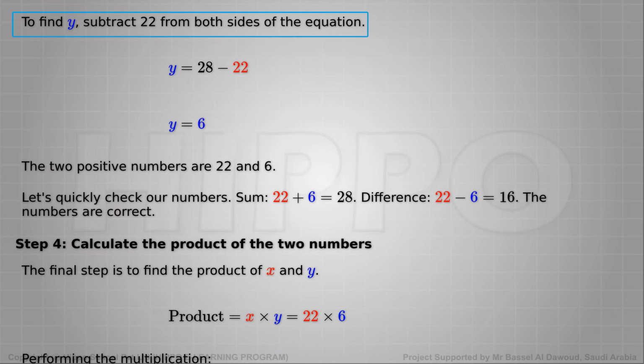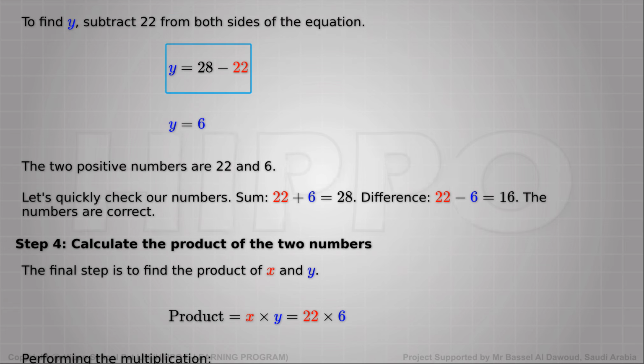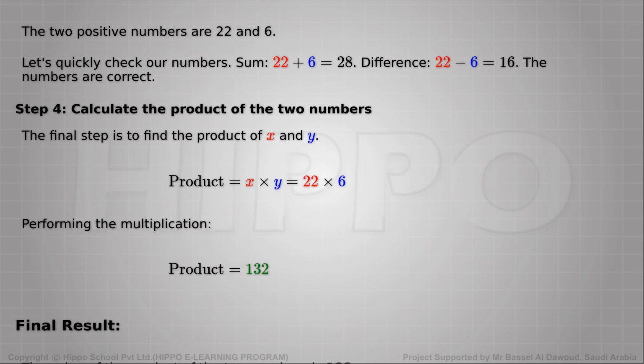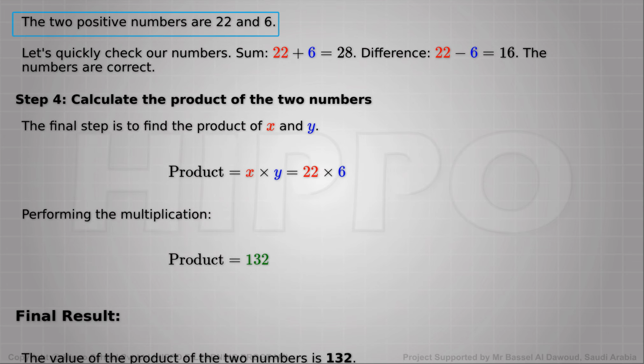To find y, we just need to isolate it. We subtract 22 from both sides of the equation. 22 plus y equals 28. This gives us y equals 28 minus 22. The calculation is simple. y equals 6. So we found our second number. So now we have our two numbers, 22 and 6.